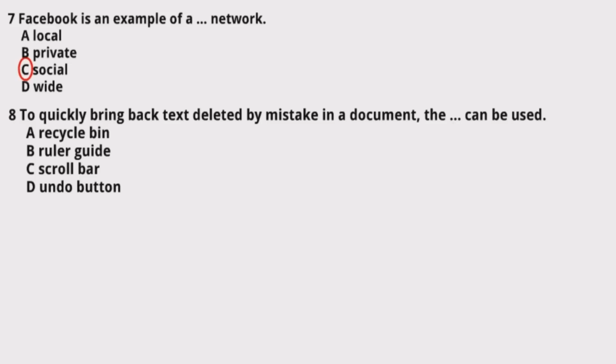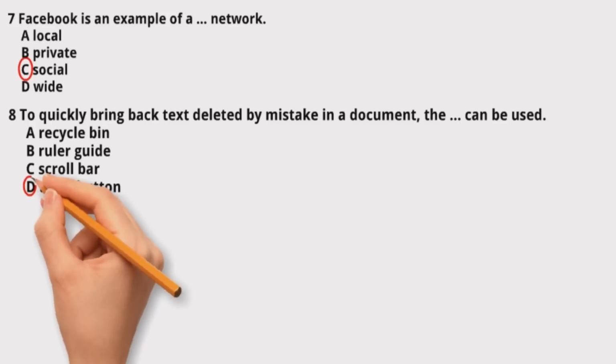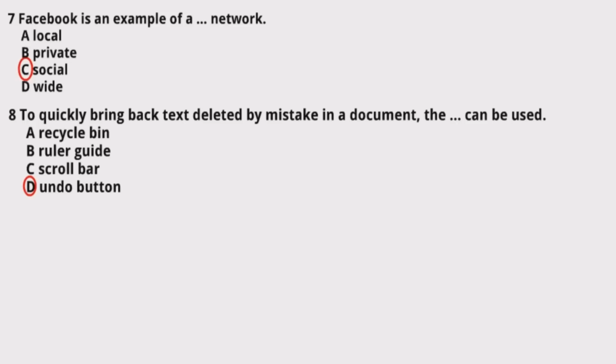B, ruler guide. C, scroll bar. D, undo button. The correct answer is D, undo button. So when you delete text by mistake, you just press on undo button, then the deleted text will come back.